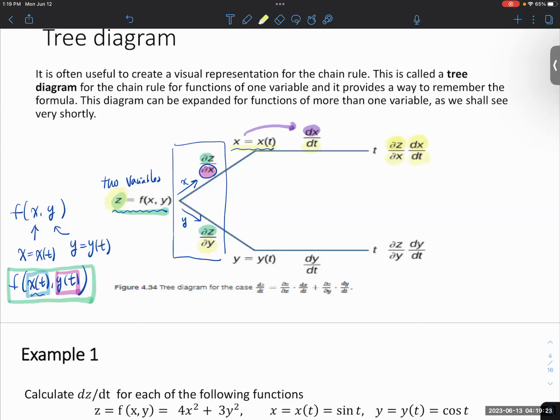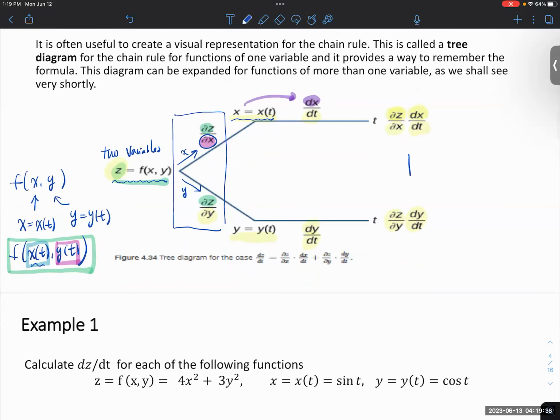For the bottom one, you already took the derivative of the z equation with respect to y, and now for the inside, the y equation, you're going to take the derivative with respect to t. You're going to multiply those two, and then the total answer is you add them up.